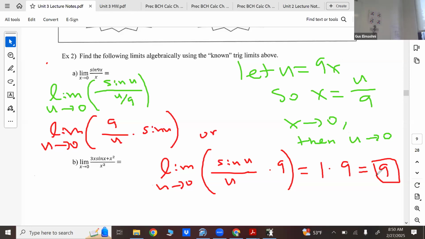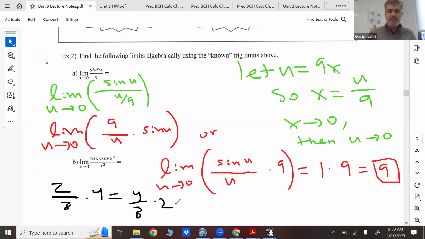Like, for example, if I have 2/3 times 4, you don't have to write this down, but if I did 2/3 times 4, isn't that the same thing as 4/3 times 2? Who cares? Same thing, right? You can still get to 8/3. So that's exactly what's happening. So we get 9.